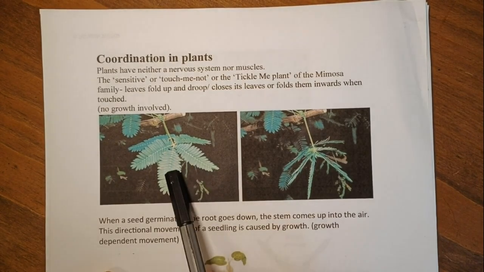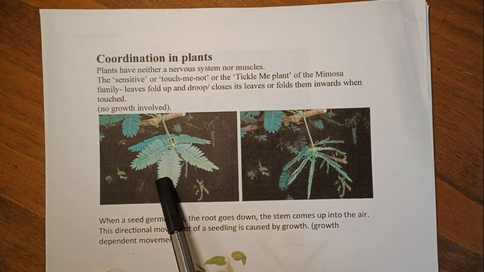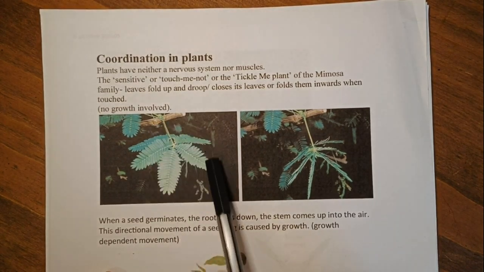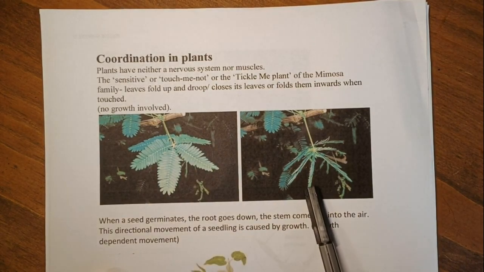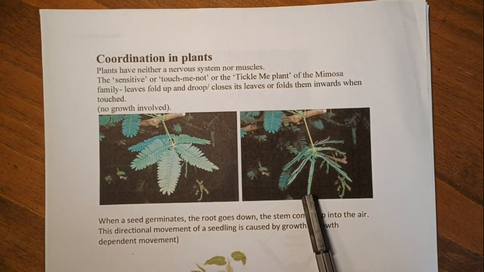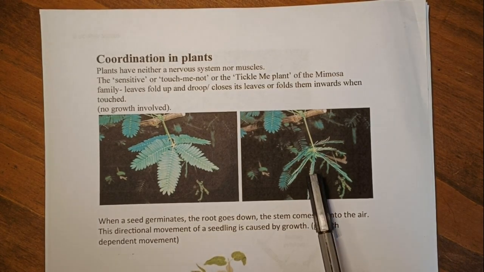Here is a diagram of the touch-me-not mimosa family plant, shown when it is not disturbed, and these are the leaflets that are closing inwards, and the leaves, they just droop basically.